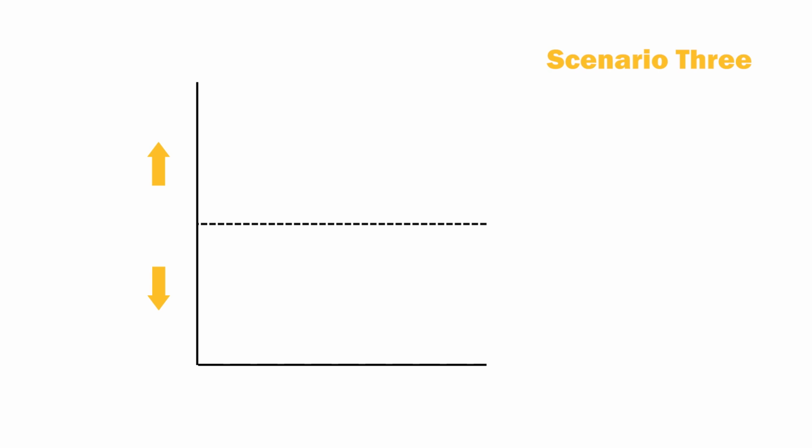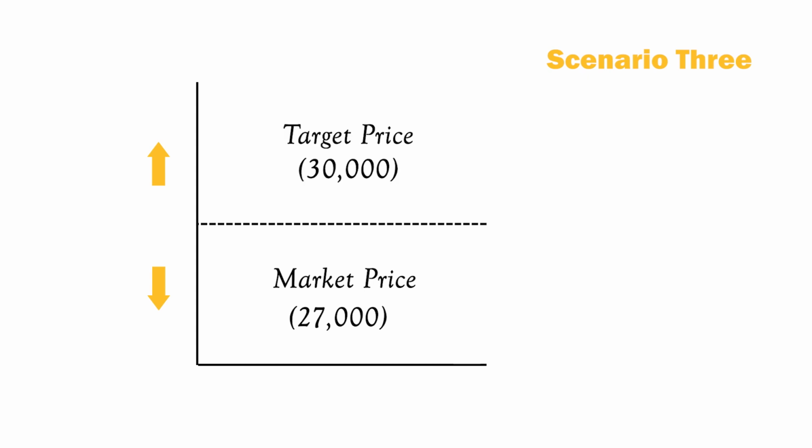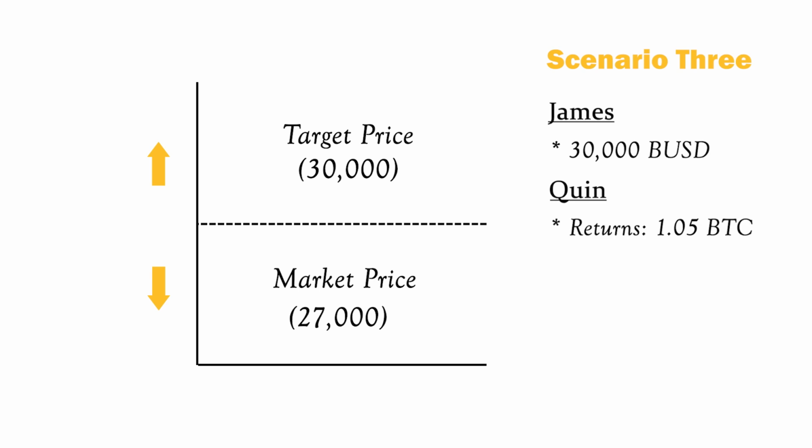In the third scenario, the market price, which is 1 Bitcoin at 27,000 BUSD, is far below the target price, and just like in the sell high investment, is the only place where James ends up essentially having more BUSD than Queen. Queen will receive 1.05 Bitcoin, an equivalent of 28,350 BUSD. Regardless of whether the sell high or buy low order is filled, we shall still receive some sort of interest income.